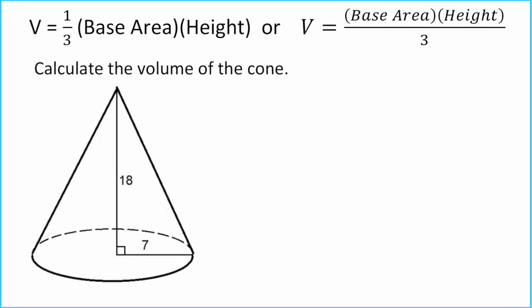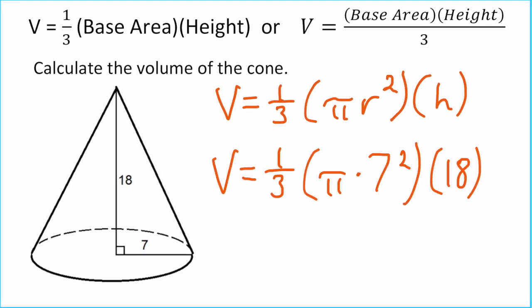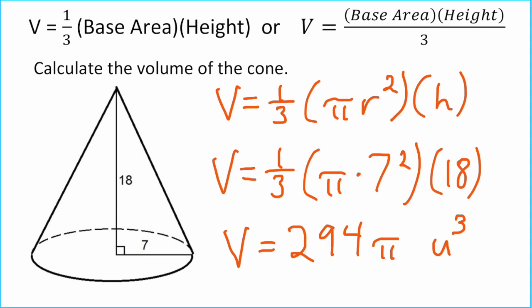All right, what about our cone? It is technically the same formula, but cones always have circles for their base. So we can have a specific formula just for cones. It's 1/3 times pi r squared times the height. So for this problem, we would have 1/3 times pi times 7 squared times 18. And when we simplify that down, we get 294 pi. And they didn't give us units, so we would just call those units cubed.